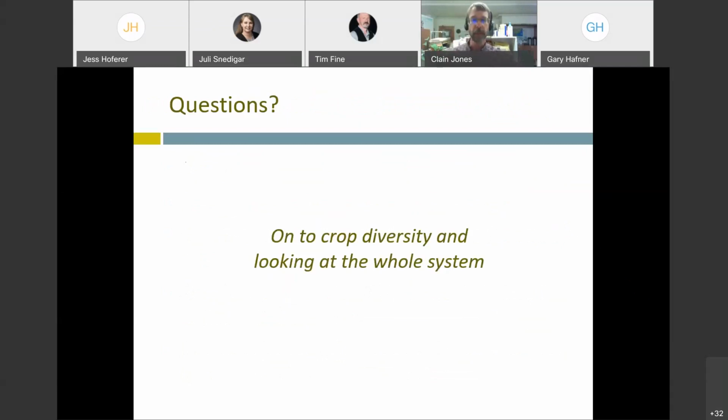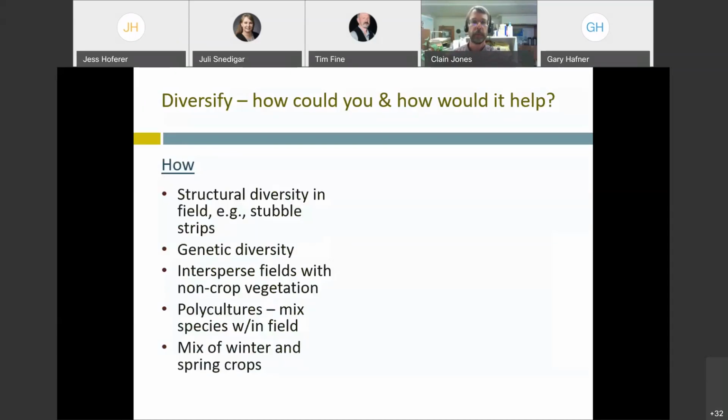So on to crop diversity, and looking at the whole system when we think about nutrient management. Diversification generally will help with reducing risk and making a system more resilient to weather changes, for example. So how might you do that? Things like structural diversity in the field, so that could be leaving, say, stubble strips, genetic diversity, interspersing fields with non-crop vegetation.